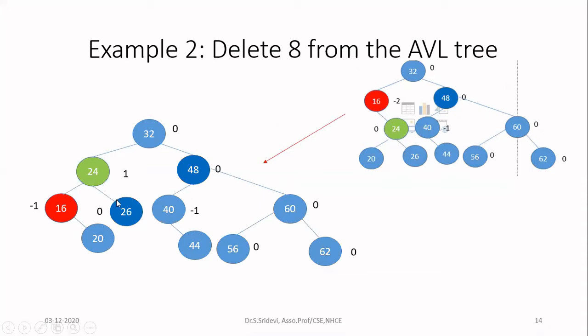Now, this 20 was a left child of 24. But in the new diagram, 16 is the left child of 24. So you cannot connect 20 as a left child of 24. Now where will this 20 be connected? Previously, 16 was having its right child as 24. Now this link is free.